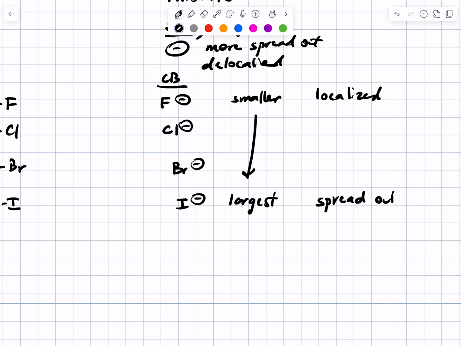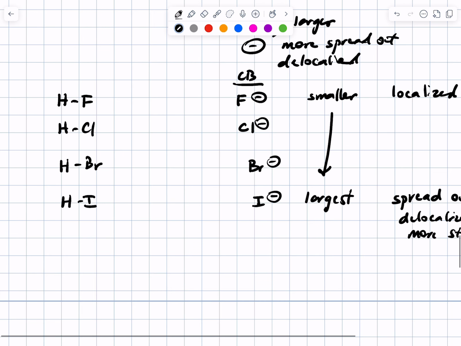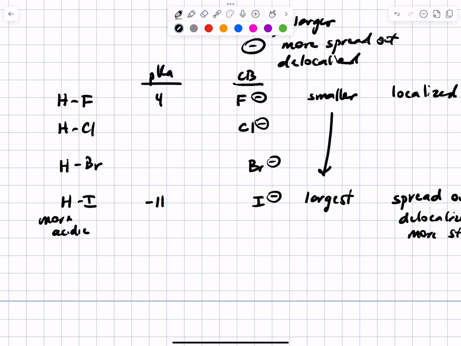The negative charge on I minus is more spread out, more delocalized. Why can't I spell delocalized? And therefore more stable. Correspondingly, HI is more acidic. The pKa of HI is minus 11. The pKa of HF is 4. So, what's the number that comes after a trillion? Anyway, HI is 1,000 trillion times more acidic than HF.